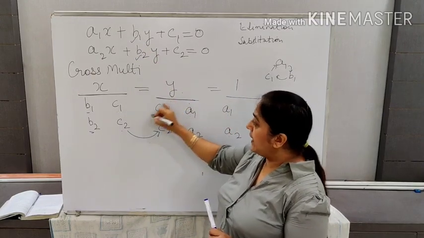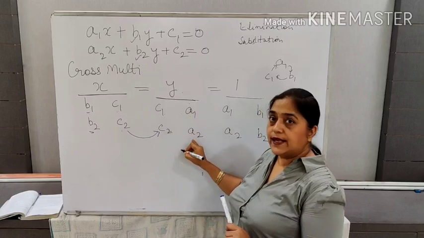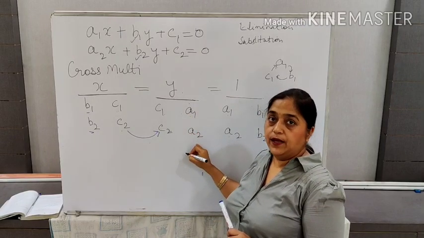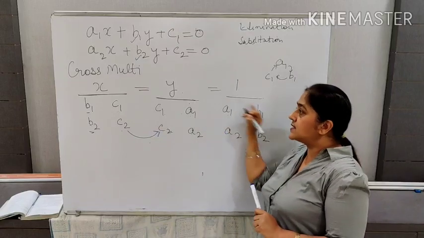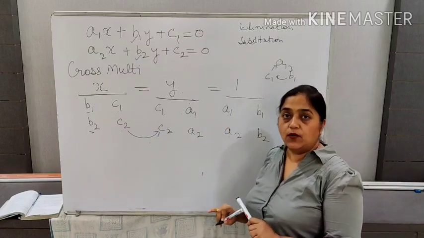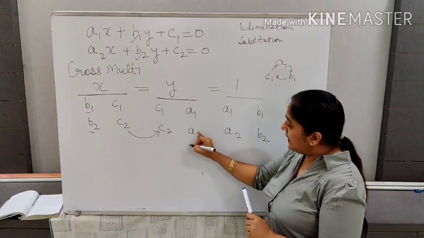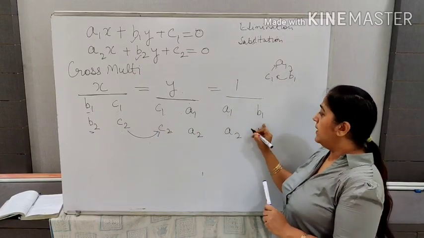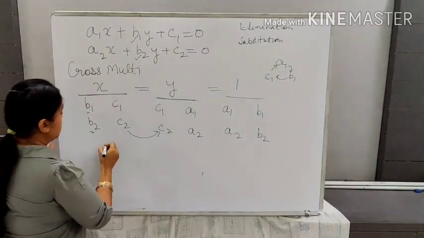So now how will you write? You will repeat this, C1, C2 will be repeated. So what remains with you here? A1, A2. Again, when I am writing the constant term, I will skip the constant. I am having the coefficients of x and y only. So in which order? A1, A2 is being repeated here, and here I will write B1, B2. This is the best way to do these questions.